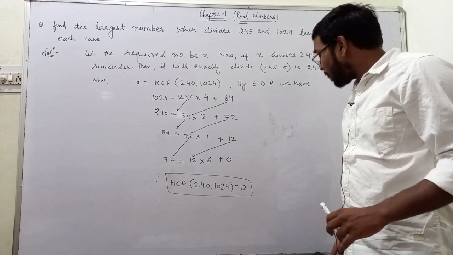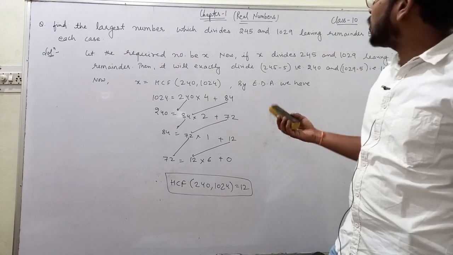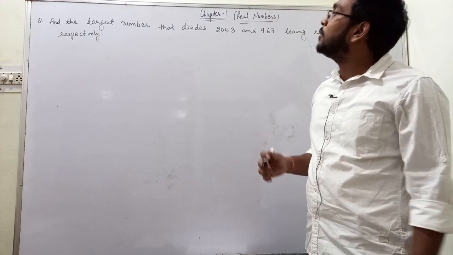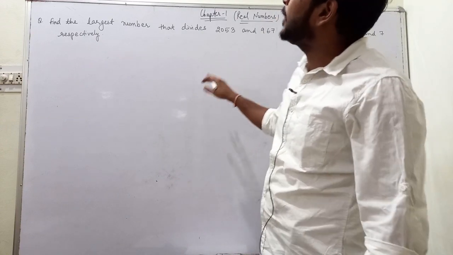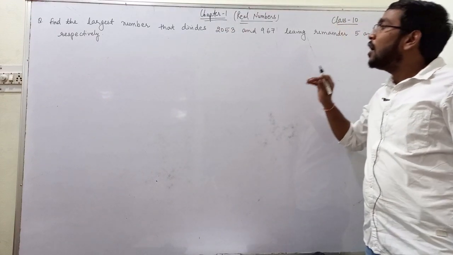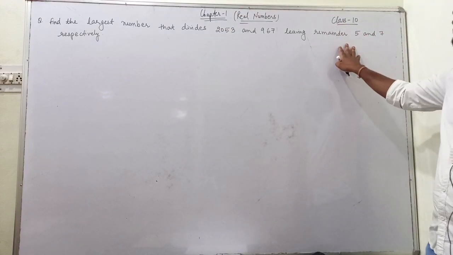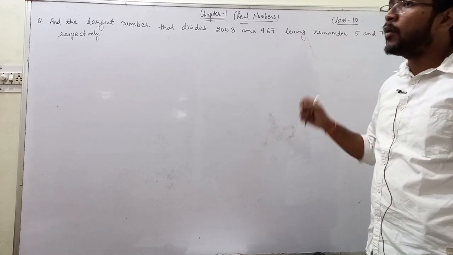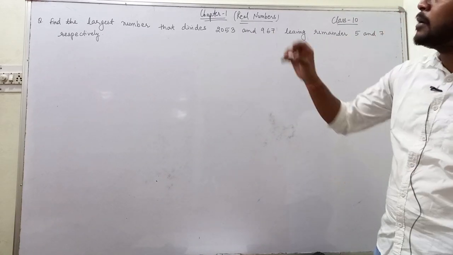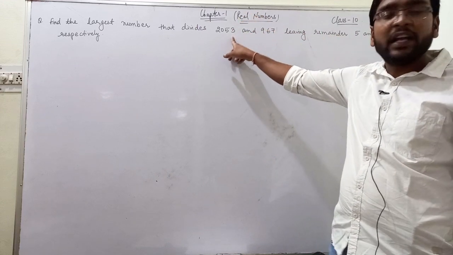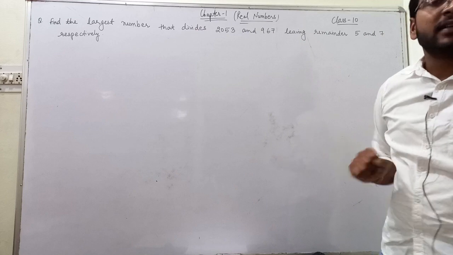Okay, now let us move to another question. Now take a look at this problem. This problem is very identical to the problem that we just solved. In that problem we had only one remainder. That remainder was subtracted from both these terms. Now in this problem we are given that when a number divides these two numbers, in the first case the remainder is 5 and in the second case the remainder is 7.